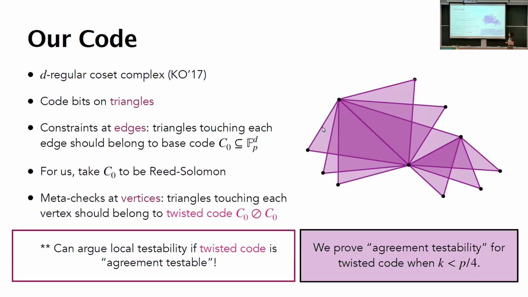Yeah, so then we do prove this agreement testability for the local code when your parameter k, the degree parameter for the Reed-Solomon code, is small enough relative to p. Okay, that was a bit fast, but hopefully that made sense.